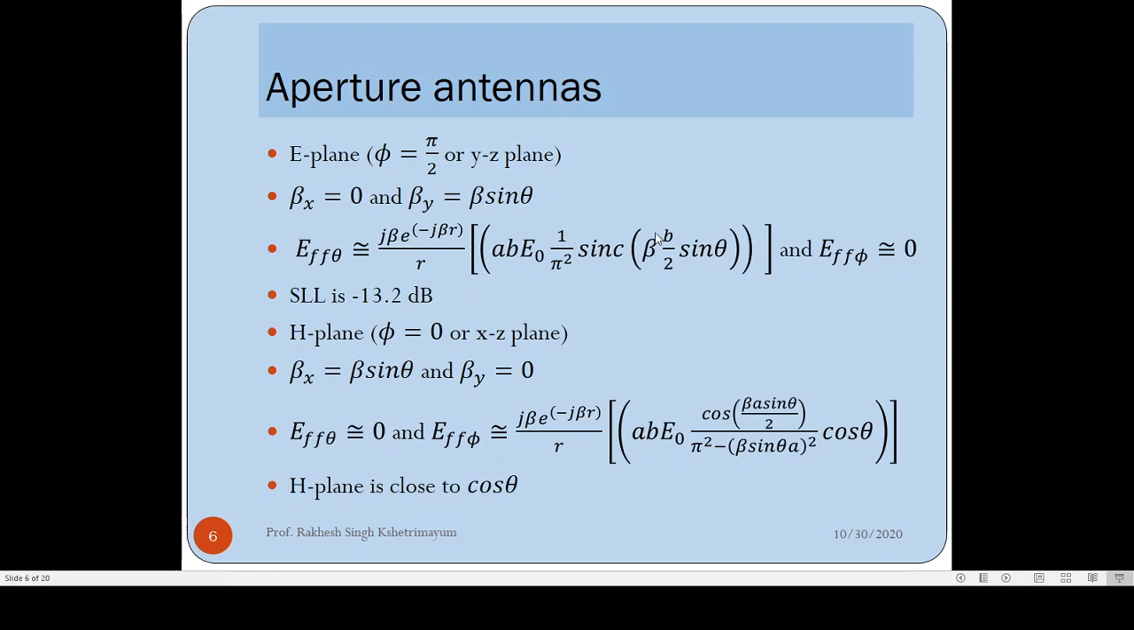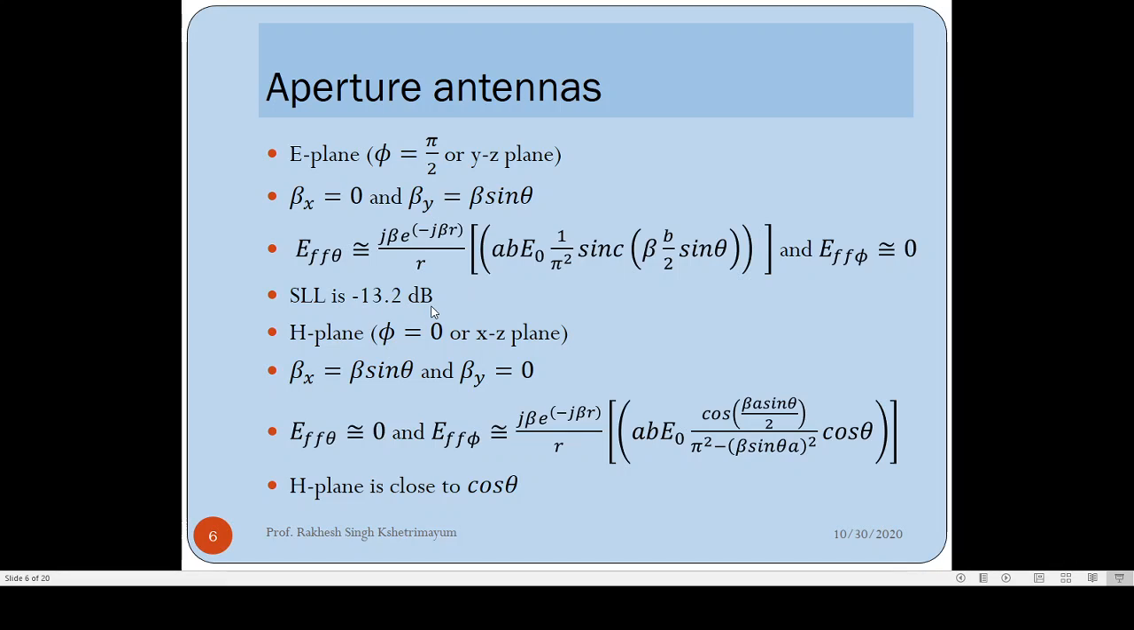So you have a sinc function. Obviously the sinc function main lobe will be where this argument is equal to 0, and the side lobe will be minus 13.2 dB down. We have already discussed that in the previous class. The side lobe level for a sinc function is minus 13.2 dB.